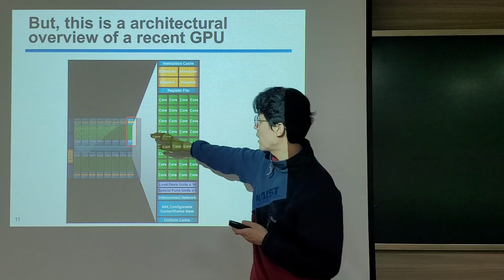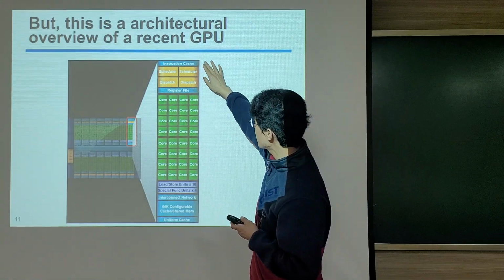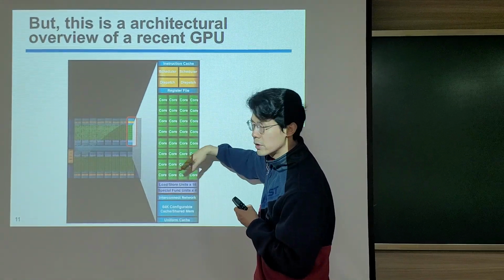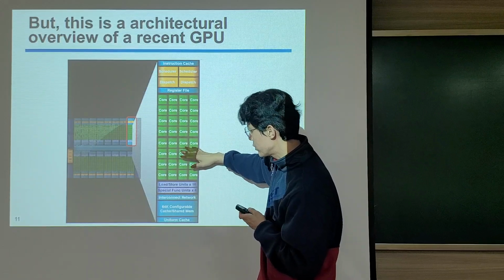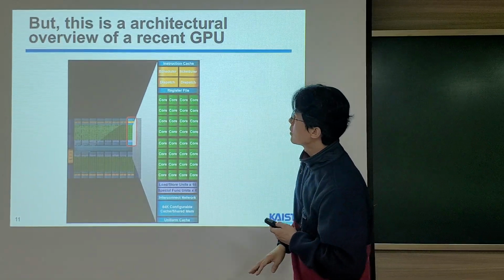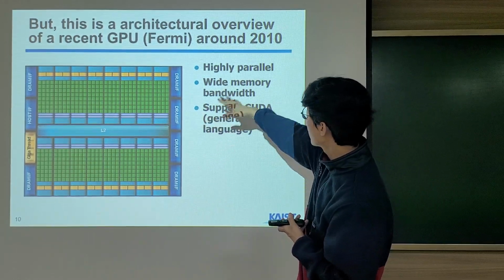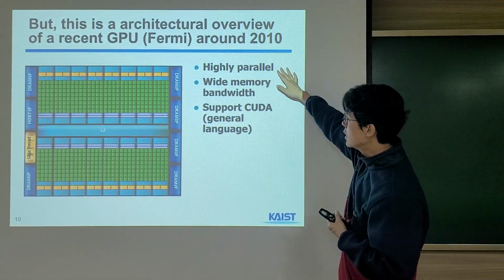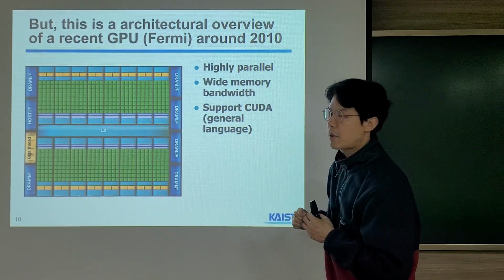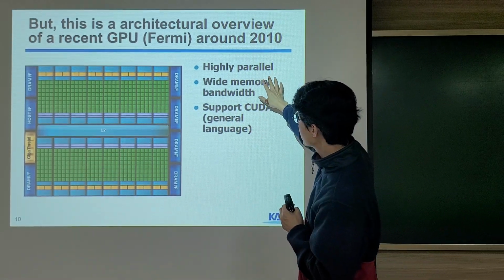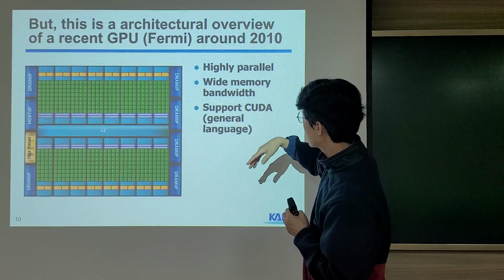And then we also have the cache and some scheduler to enable this kind of parallel processing unit and other parts. But this is the architectural overview of a GPU from more than 10 years ago. You can see that there are a lot of these parallel units, highly parallelizable. Also it supports a wide memory bandwidth.